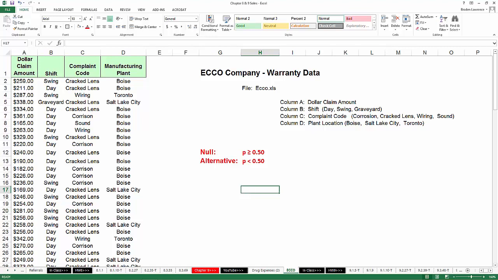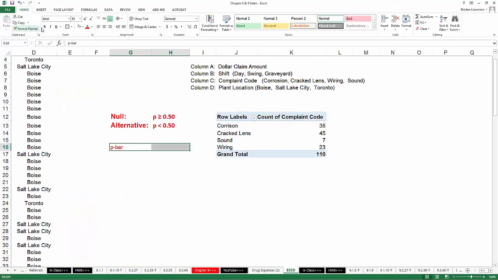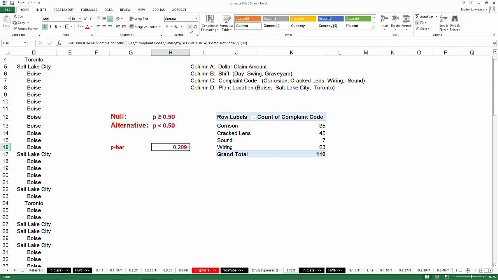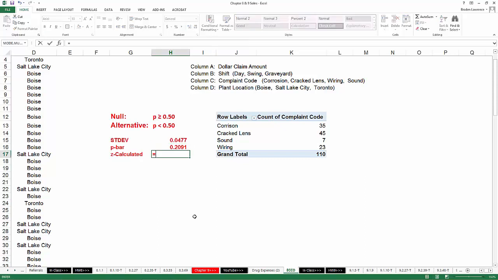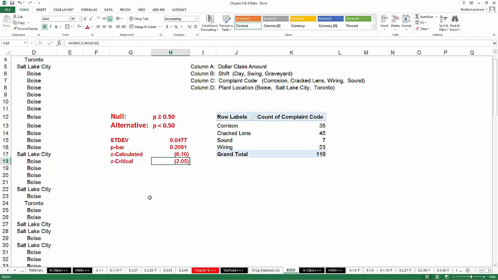So to determine our p bar, I'm going to insert a pivot table. To calculate our p bar, we'll take our 23 for wiring divided by the 110 to get a p bar of 0.209. So we'll compute the z-calc by taking our p bar minus p and dividing by the standard deviation. We can also compute our z critical value by using NORM.S.INV and 0.02 being the lower probability.